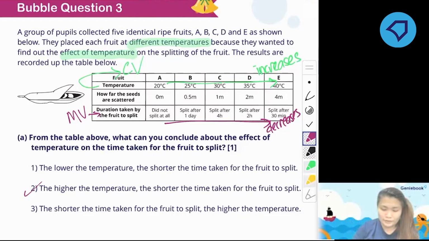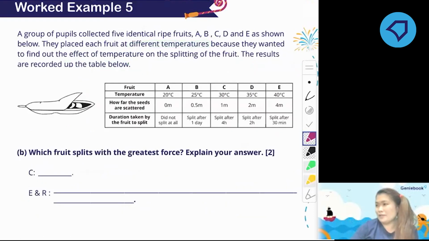Oh, so you are so nice. You are so good. Okay, guys, let's move on to one more example.